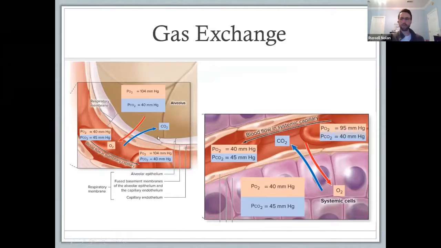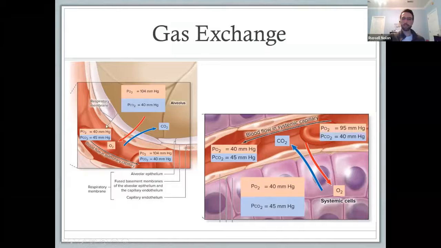So I'm not going to go through all of this, but this shows you in numbers exactly what I just talked about. Here in the alveolus, we have the partial pressure of oxygen and the partial pressure of carbon dioxide, and then we can see blood coming to the alveolus. This is what would be considered deoxygenated blood. Notice the partial pressure of oxygen is 40, and the partial pressure of carbon dioxide is 45. So notice the gradient change.